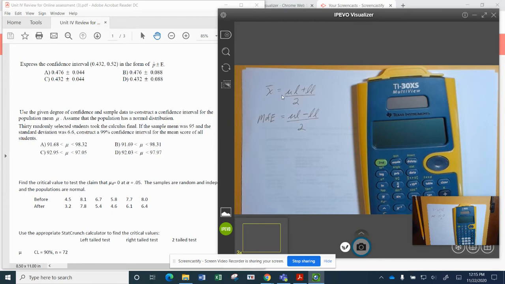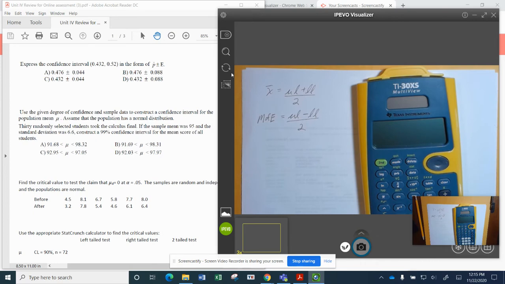You are going to find the x bar by taking the upper limit plus the lower limit and then dividing by 2. That is basically finding the average of your interval limits because we know that the x bar is going to be smack in the middle. Then also to find the margin of error, you're going to find the difference between the upper limit and the lower limit. That is finding the range of your interval.